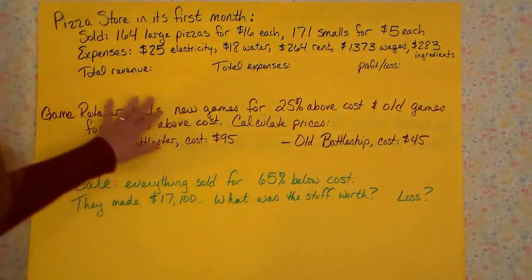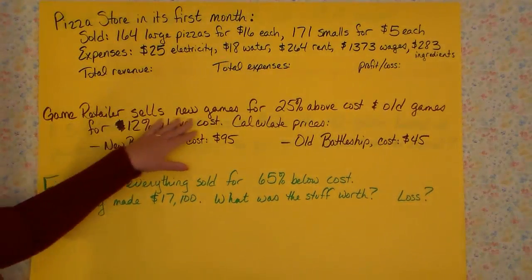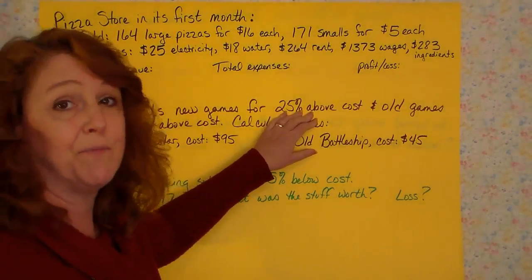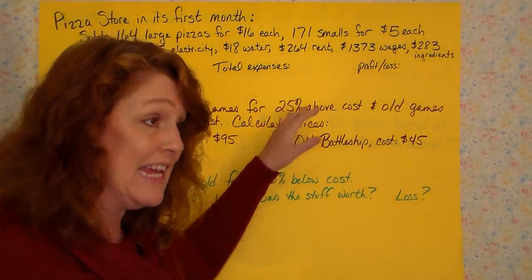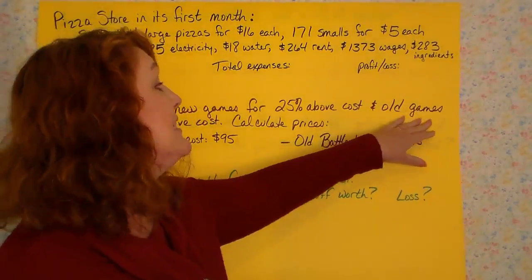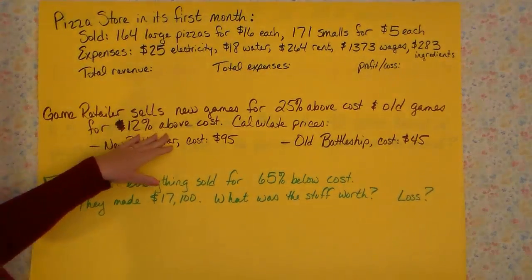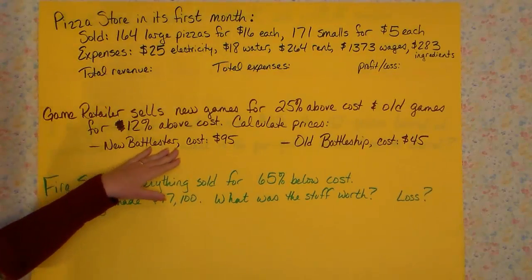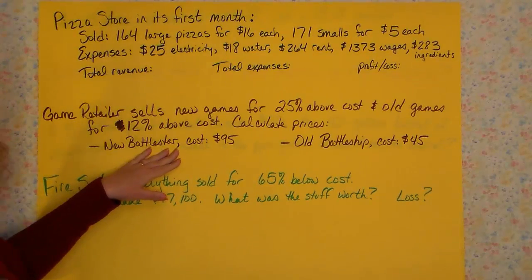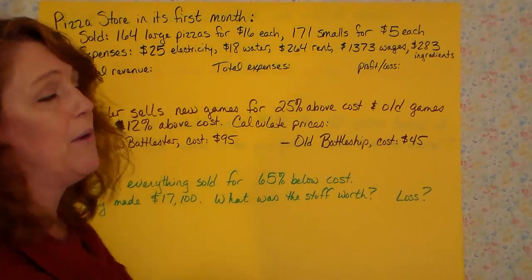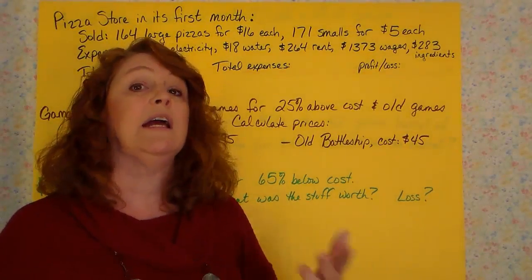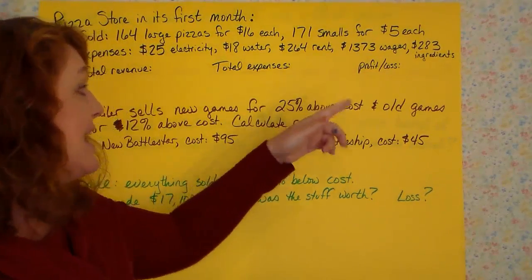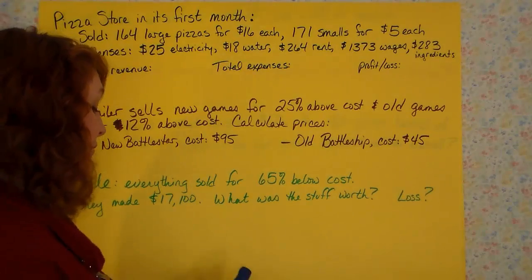All right. A game retailer sells new games for 25% above his cost of the game, and he sells old games for 12% above the cost. So you get to calculate the prices. The new Battlestar game he just bought for $95. How much is he going to sell it for? He's going to sell it for 25% above the cost.